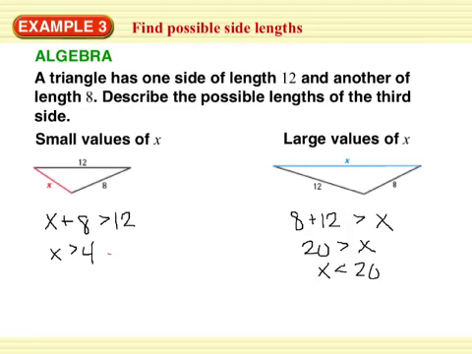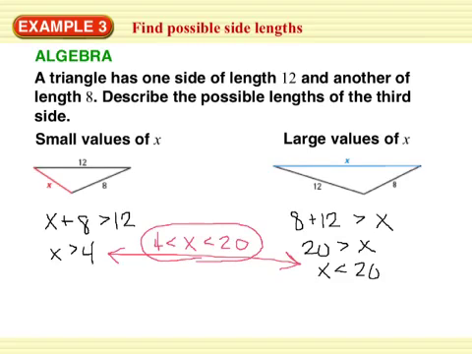Now if we write these together, we can say 4 is less than x is less than 20, which is our answer. Okay, so the length of the third side has to be between 4 and 20.